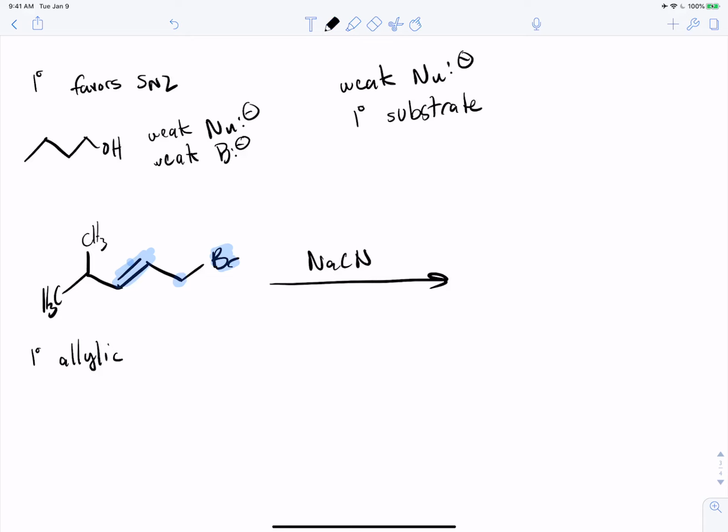And so primary allylic, those can do anything, so we have to look at our reagent. So let's consider what sodium cyanide is. Let's just call it cyanide. Get rid of the sodium, right? It's just to counterbalance the charge. This is a very good nucleophile. Really, I should keep saying strong and weak, but it's a weak base.